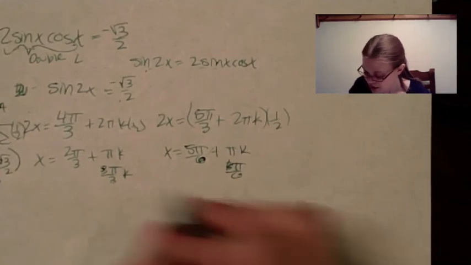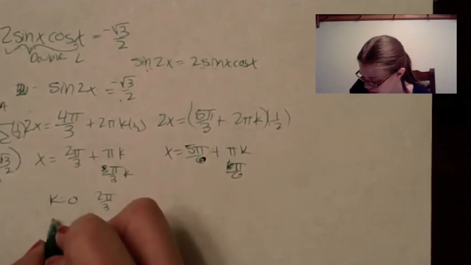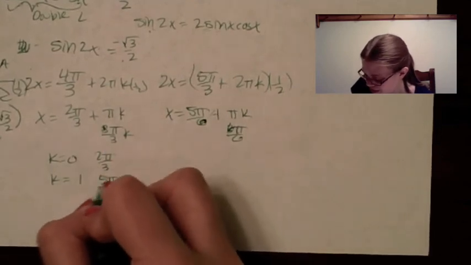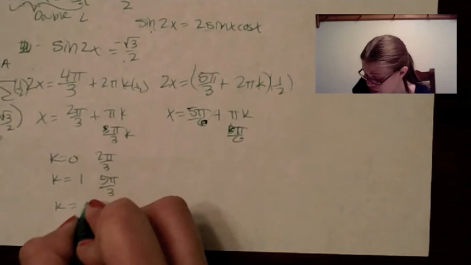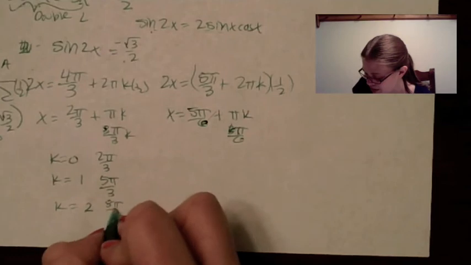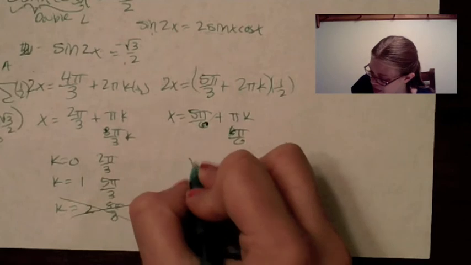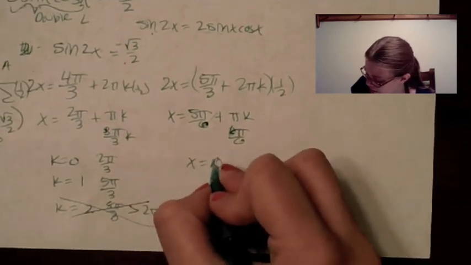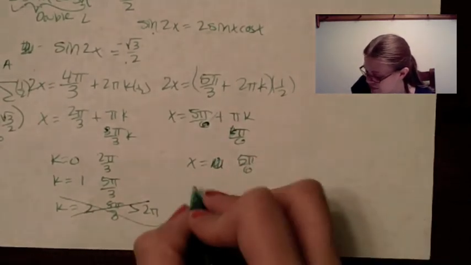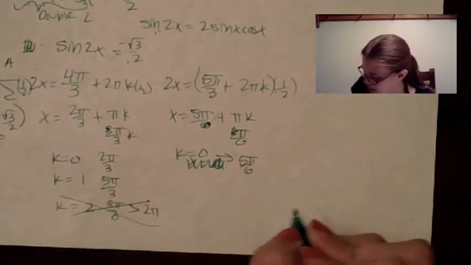I plug in 0 and I get 2 pi thirds. When I plug in 1, I have 2 pi thirds plus 3 pi thirds, which is 5 pi thirds. If I plug in 2, I have 5 pi thirds plus 3 pi thirds, which is 8 pi thirds, which is past 2 pi, so I don't care about that one. On the other side, if I plug in k equals 0, I get 5 pi 6.